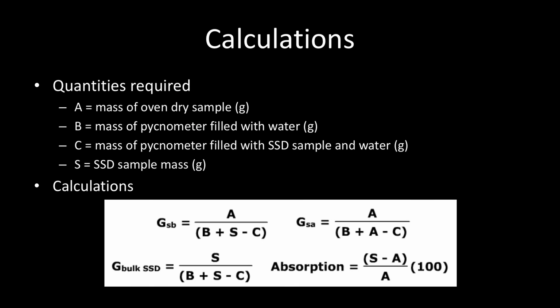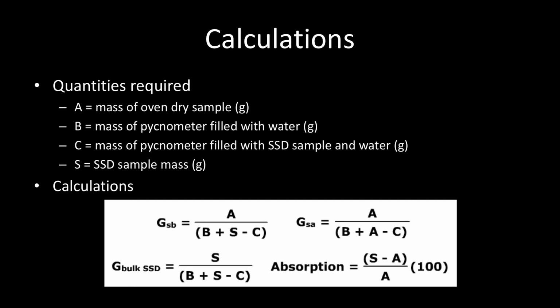Four different masses are recorded during the test. Their common symbols are A equal to the mass of the oven dry sample in air, B equal to the mass of the pycnometer filled with water, C equal to the mass of the pycnometer filled with the SSD sample and water, and S, mass of the SSD sample. These masses are used to calculate the various specific gravities and absorptions using the equations shown on the slide.